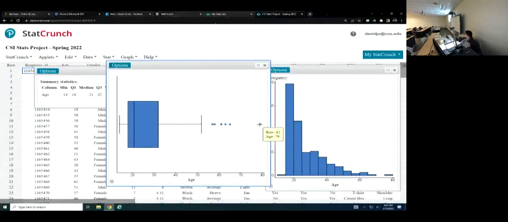So when you have a box plot, if there's a really long whisker or a longer box on one side, it means it's skewed in that direction. This box right here and this whisker right here are much longer than the box and whisker on the other side. It can show you that it's skewed right, but that's how you can tell.